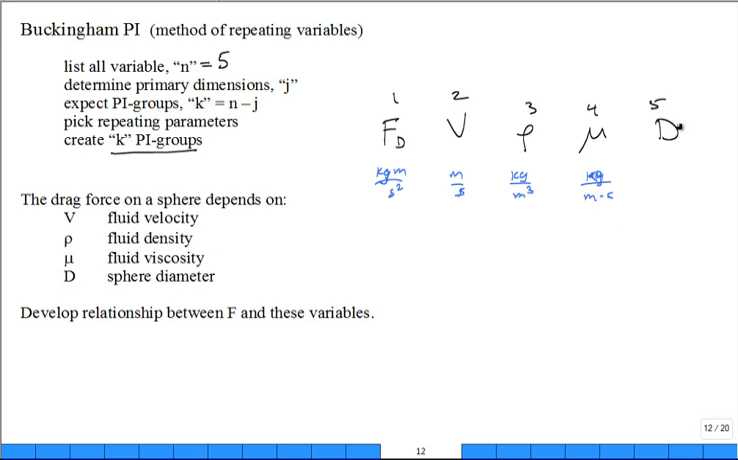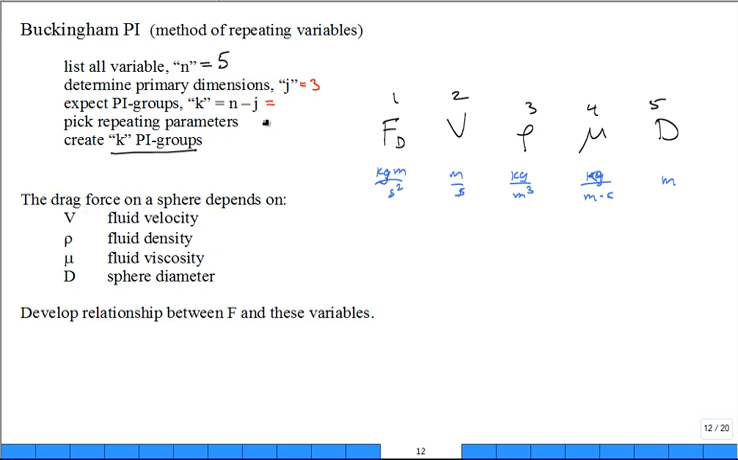And then diameter. If you've struggled with any of these, here's your chance to rise and shine. Diameter? Meter. Now we count up. How many of the fundamental dimensions? You can't get more than 7. How many do we get? 3: mass, length, time, right? Okay. Now how many pi groups do you expect?